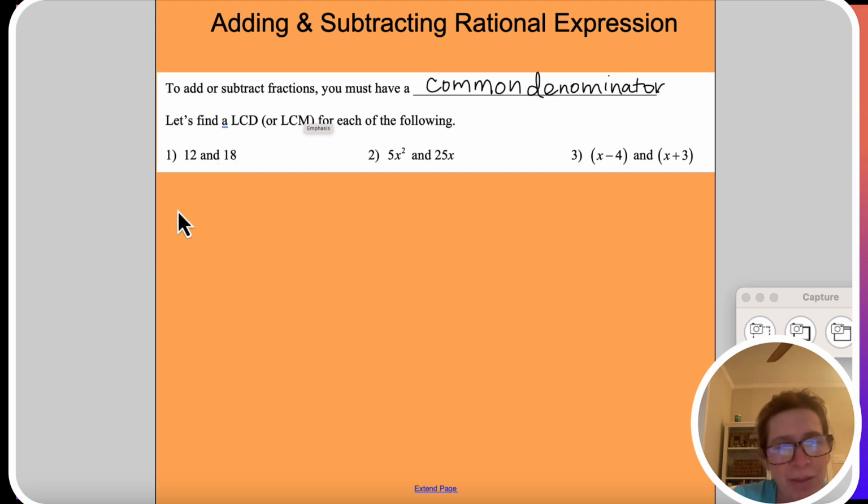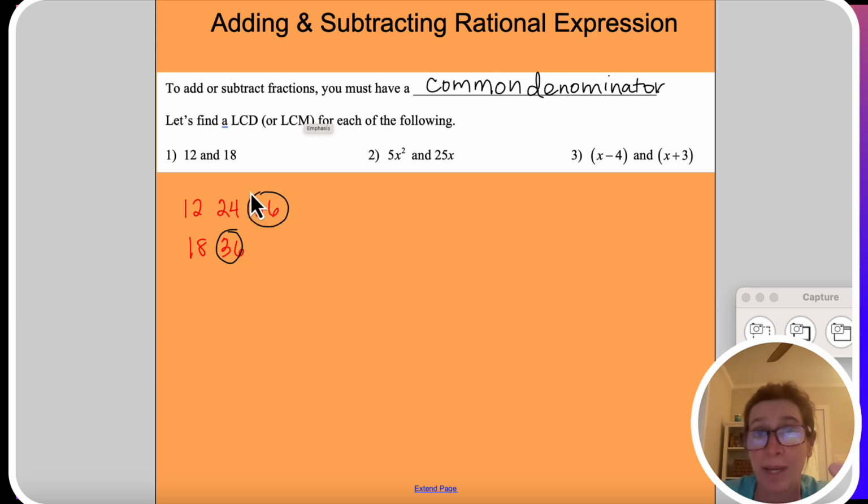So if I look at the multiples of 12, 12 times 1 is 12, times 2 is 24, times 3 is 36, and I look at the multiples of 18, 18 and 36, we can see that their LCD, or their least common multiple, is 36. That's the lowest number that each of them go into evenly.